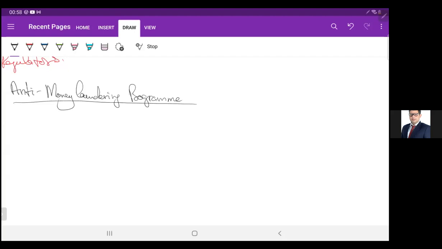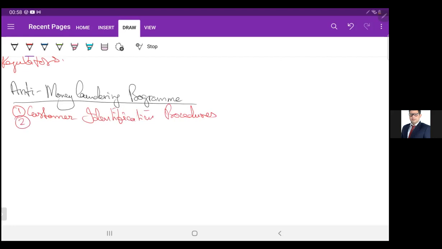So at a minimum, an anti-money laundering program should include number one, customer identification procedures, which should include their documents such as national ID card, passport, driving license, a proof of income, that sort of stuff, right?